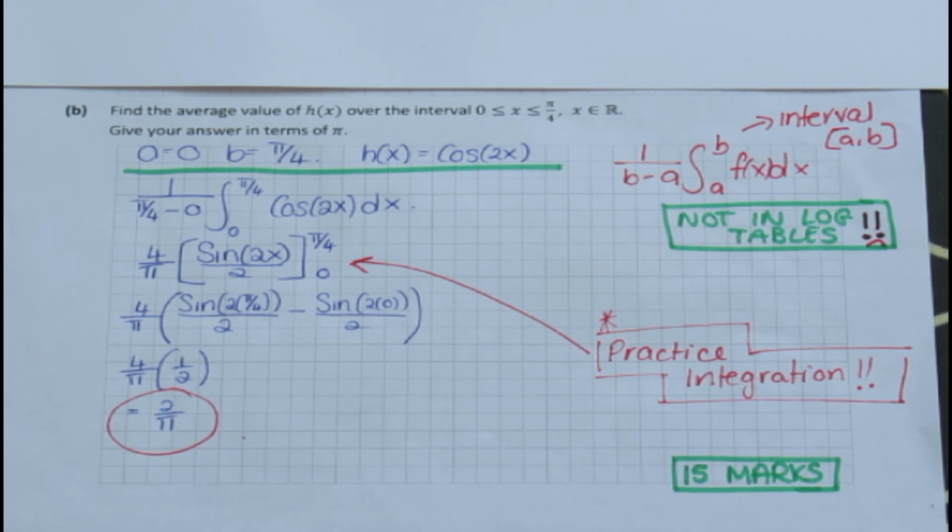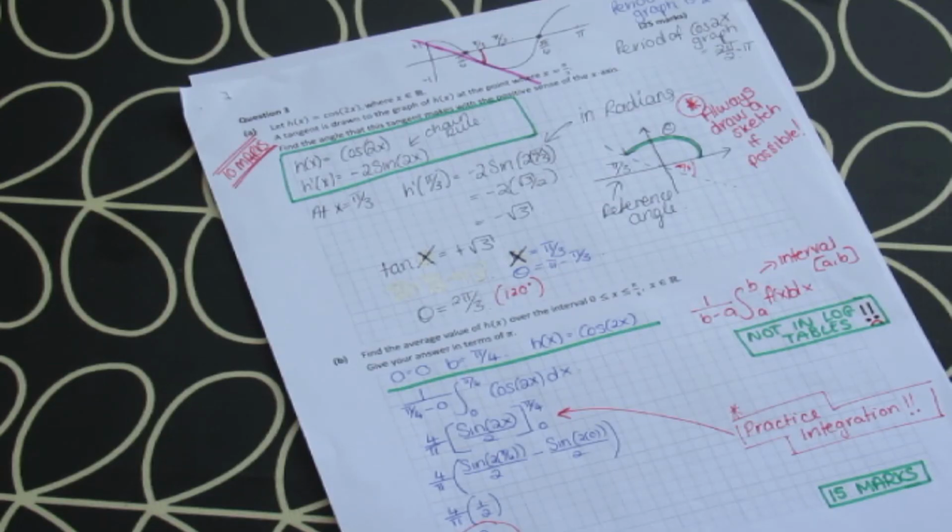That question overall was worth 15 marks, which I think is a fair amount of marks for that, considering you did need to remember this yourself. And that is part B finished. That is the end of question 3 from the 2018 Leaving Cert Higher Level paper 1.